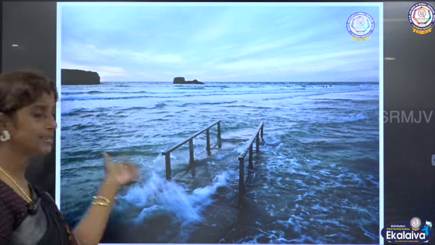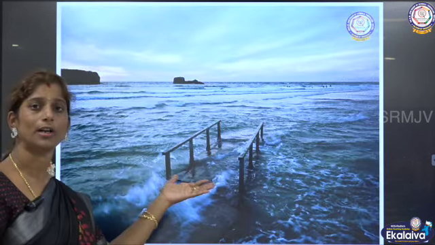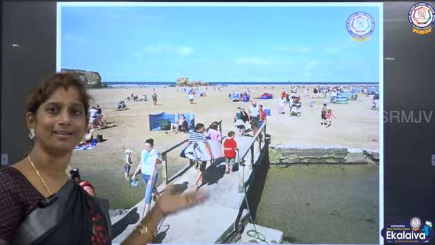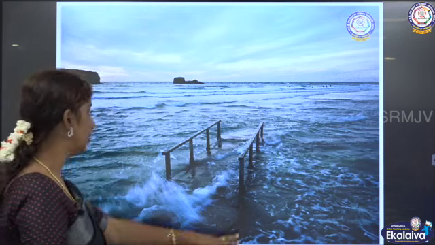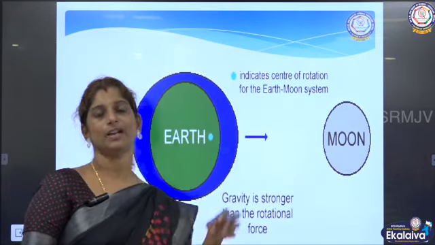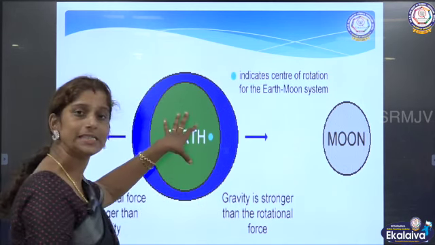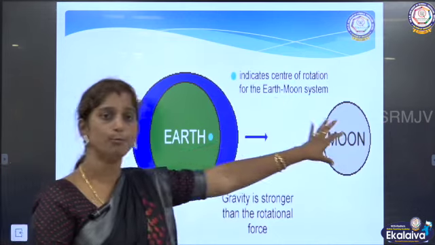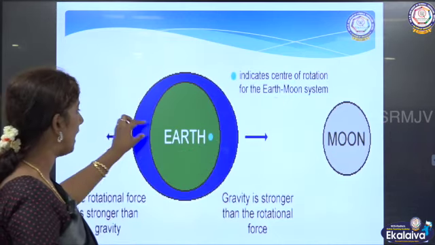In the same place you can see when the water is there, and see when people are walking, the water is not there. That is again an example of high tide and low tide. Fine. So now we will see how this gravitational force works on the surface of the earth. Here you can see the surface of the earth, and here the moon is there. So it goes around the earth, right? So what will happen now?